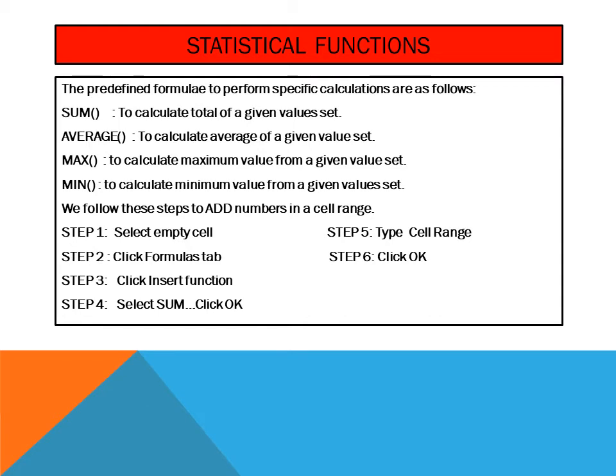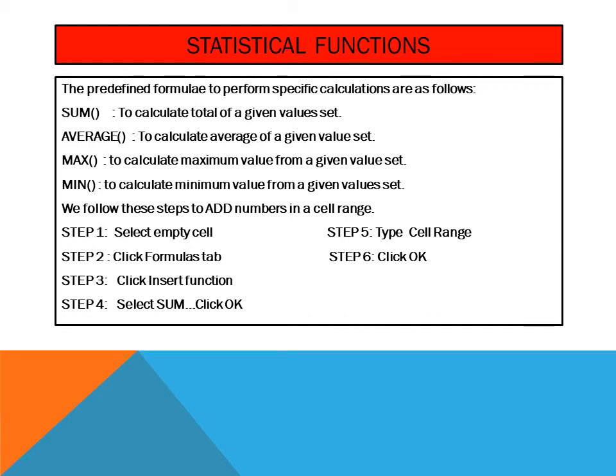Now after step number 3, as we click on Insert Function, we would be able to see that a window will appear in which we have the predefined functions that we have studied above: sum, average, count, max, sin. These functions are already predefined. So if we are adding, that means we have to choose the sum function. So in step number 4, we choose the sum function and click on the OK button in the dialog box.